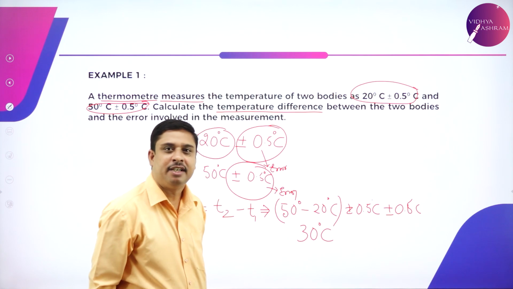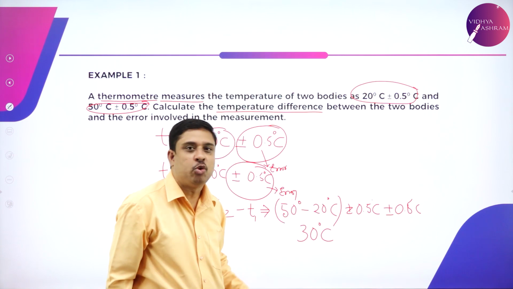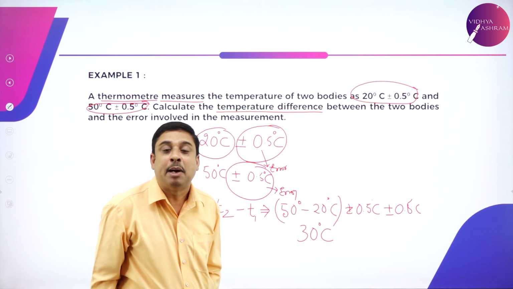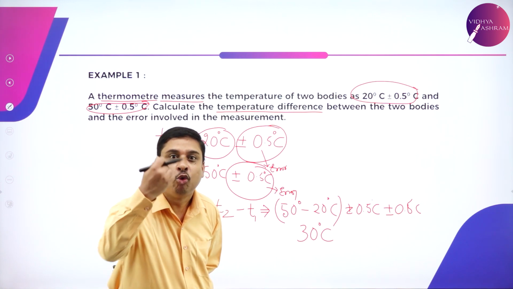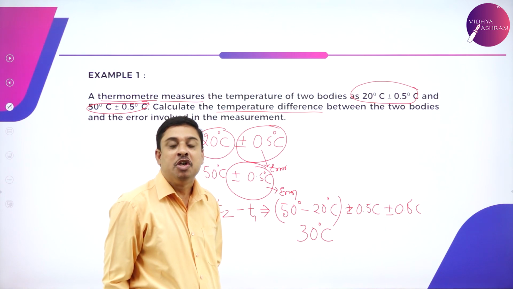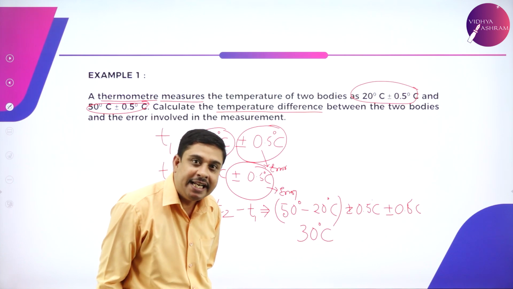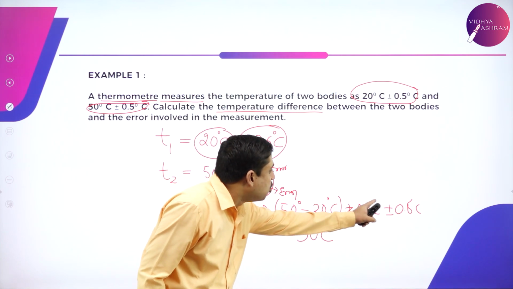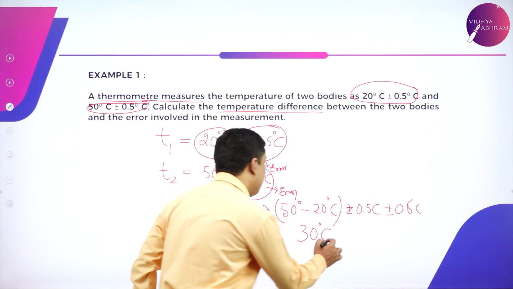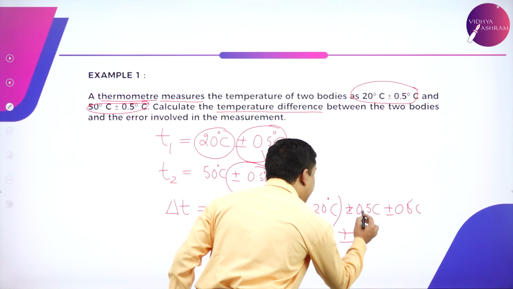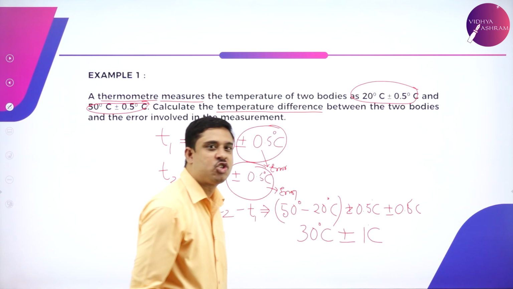What about the error? Although I am subtracting the measured values, when it comes to errors, either you add two quantities or you subtract two quantities, the final error has to be the sum of the individual errors. Therefore, I write plus or minus 0.5 plus 0.5, 1 degree Celsius.